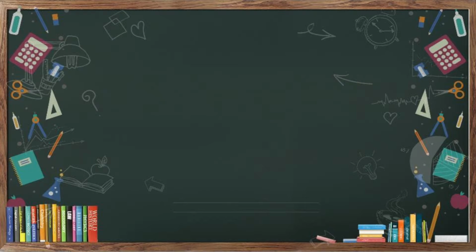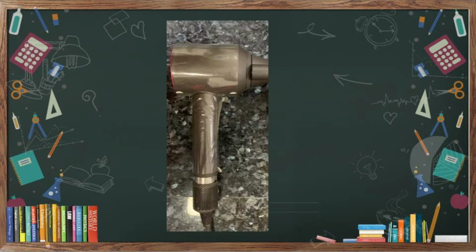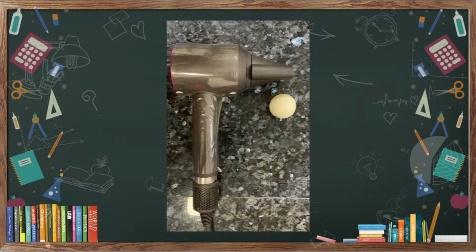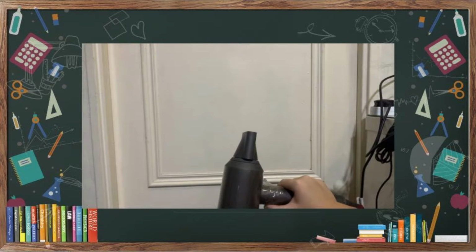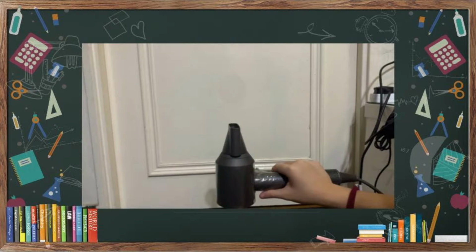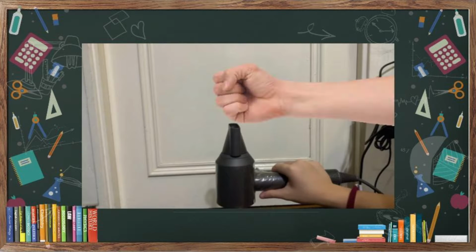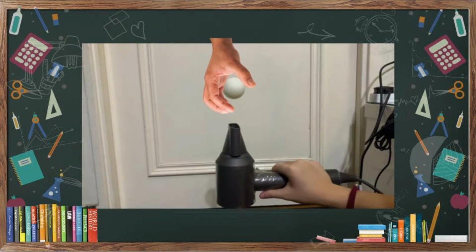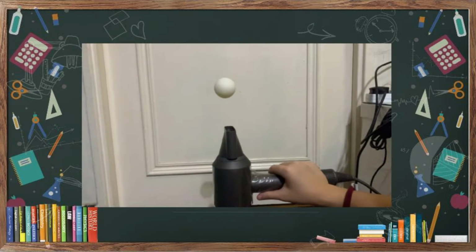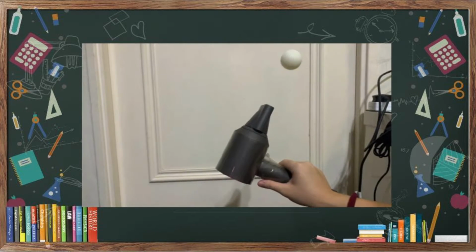Experiment 1. This experiment involves a hairdryer and a ping pong ball. Firstly, we shall position the hairdryer so that it blows air upwards. Turn on the hairdryer and hold the ball in a stream of air. Now, we let go of the ball and tilt the hairdryer so that the ball is floating at an angle.